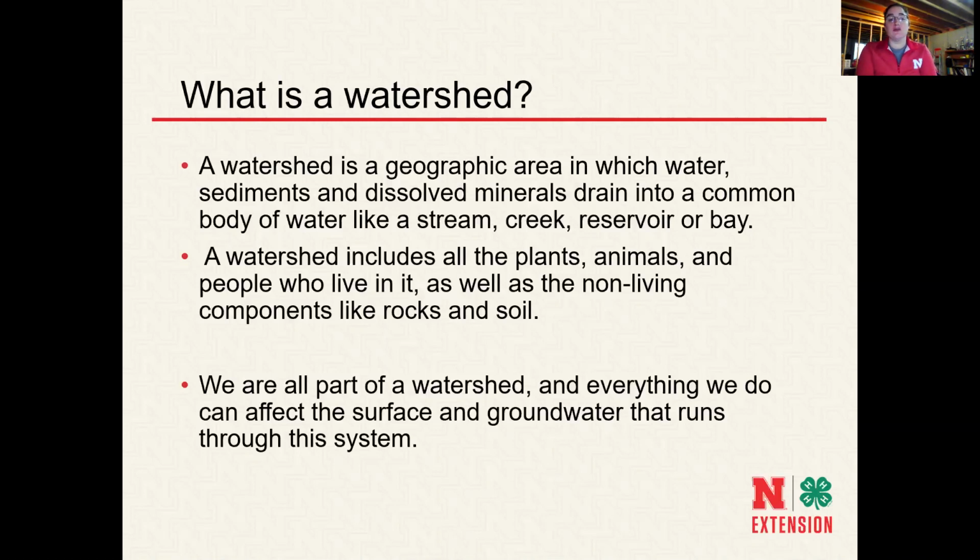So it includes all the plants and animals and people who live in it, as well as the rocks and soil that make up that watershed. So things that happen in that watershed impact the plants, animals, and the people, as well as the soil and the soil quality. And like that last point, we are all a part of the watershed, and we all impact or affect what happens to that surface and groundwater that runs through that system.